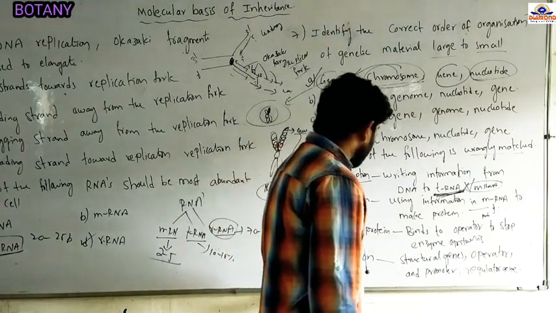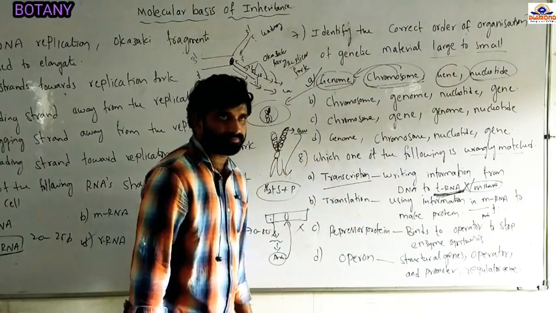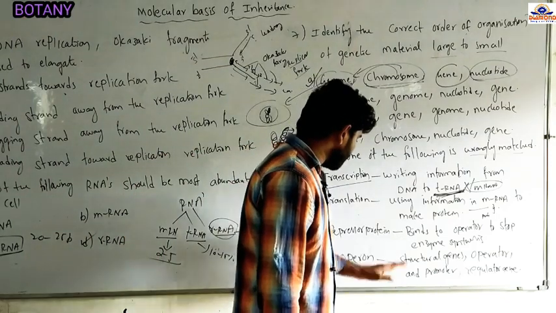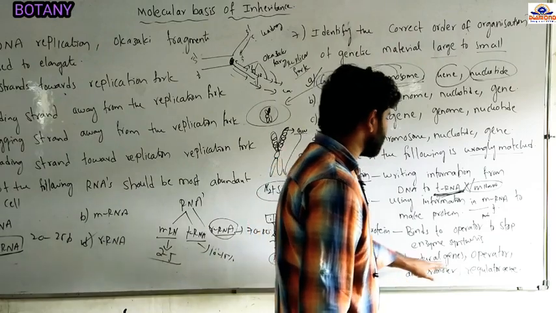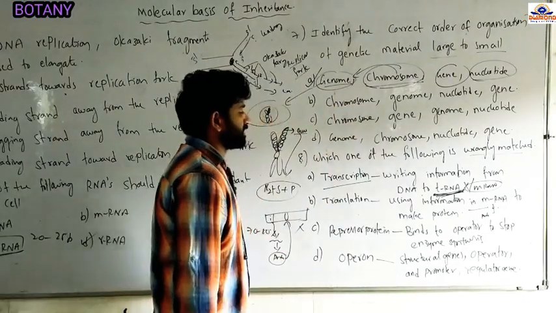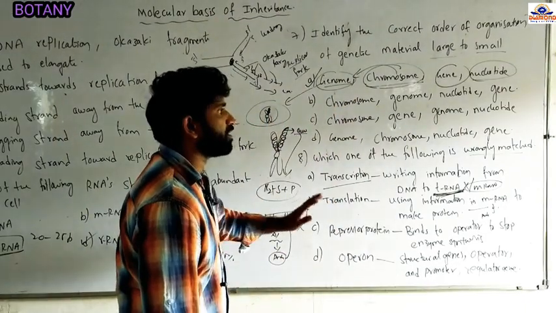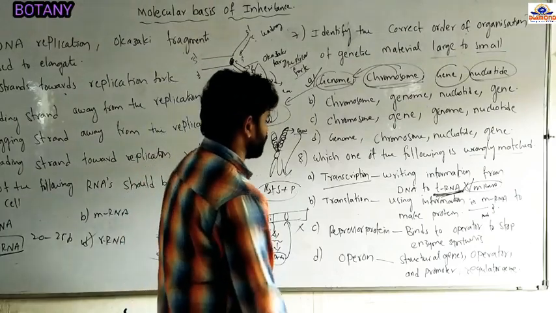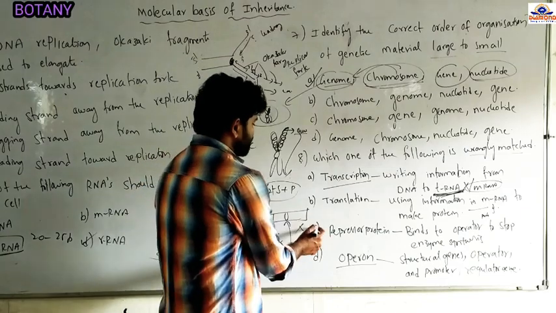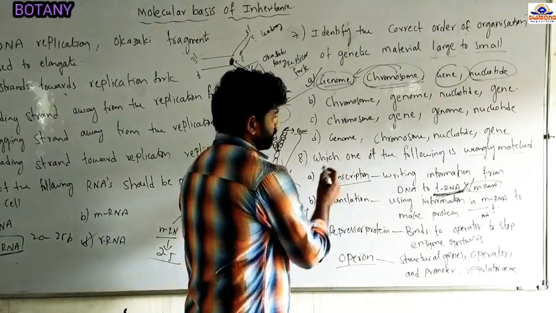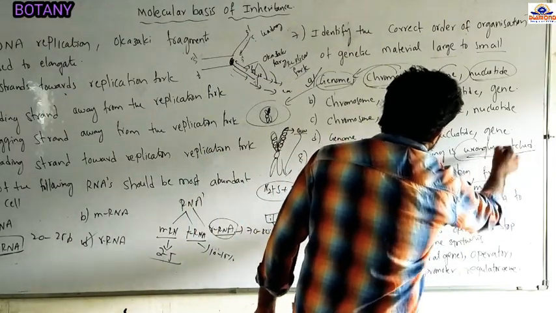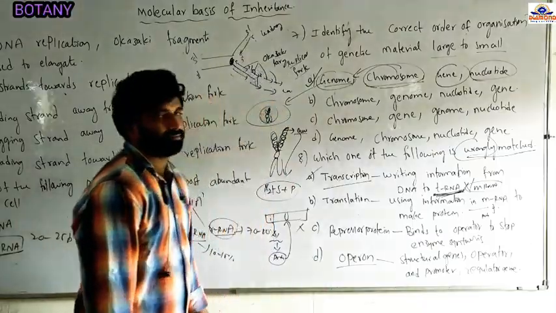And operon. An operon represents a group of genes arranged in a sequence. Under the operon, they gave structural genes, operator, promoter, and regulator. All of these genes combined together we call an operon. So out of the given four options, B, C, D are correctly matched. A is the incorrect statement. In the question they asked for the wrongly matched, so the answer is A. Yes, next question.